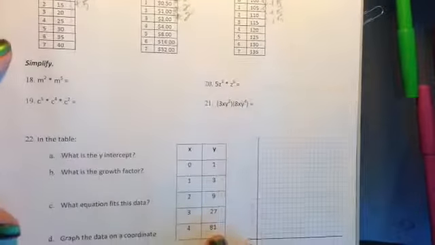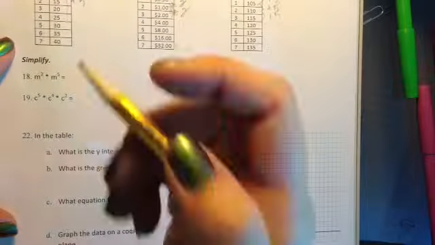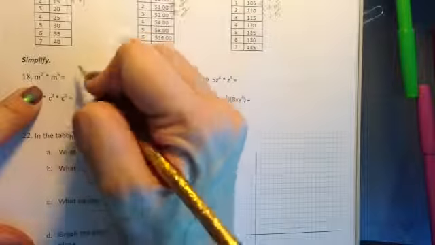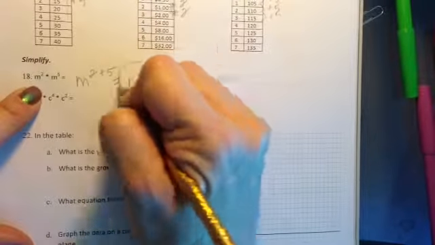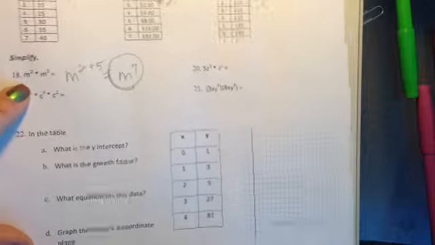Simplifying some of our exponential products. This is the product rule. This is going to mean that I'm going to add the exponents. I have the same base of m. Number 18 will wind up being m to the 7th.